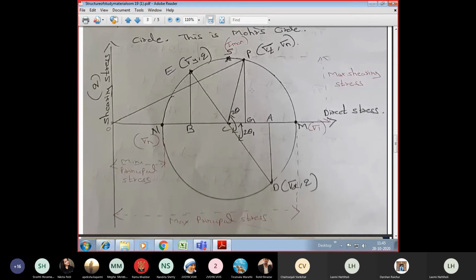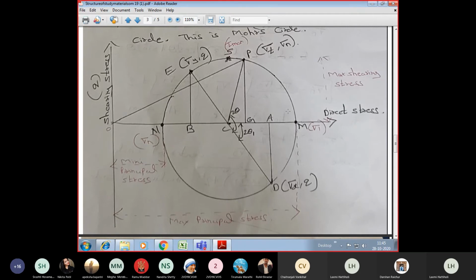This PG indicates sigma T. Remember this, that is tangential stress. PG indicates sigma T, and OG indicates sigma N, normal stress. And what about OP? OP indicates the resultant stress on an inclined plane, that is root of sigma t square plus sigma n square. And another very important point is, you know the radius of a circle formula and center of a circle.